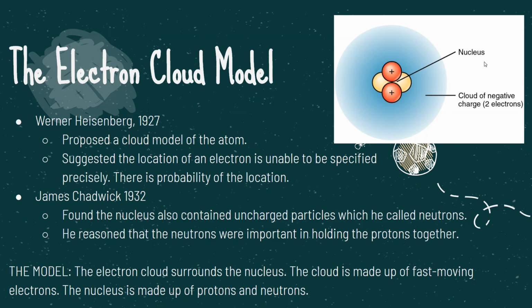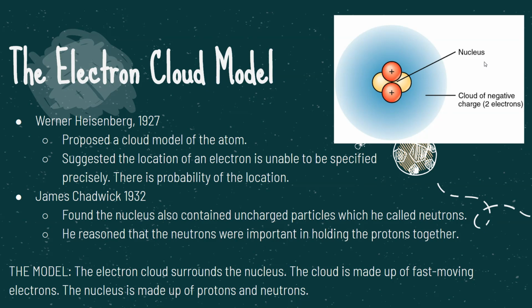okay? The electron cloud model, this is one. I had to pull an image because I didn't have a really good one for you. Two different scientists come into play here with the electron cloud model. We have Werner Heisenberg. He's a German scientist. He also brings us other things such as the Heisenberg uncertainty principle. He proposed that there's a cloud model of the atom. He suggested that the location of an electron is unable to be specified precisely. So he's saying that the electrons are floating around in this cloud of space and they're not held on a really, really specific path. Okay, so they can be in different places at different times.